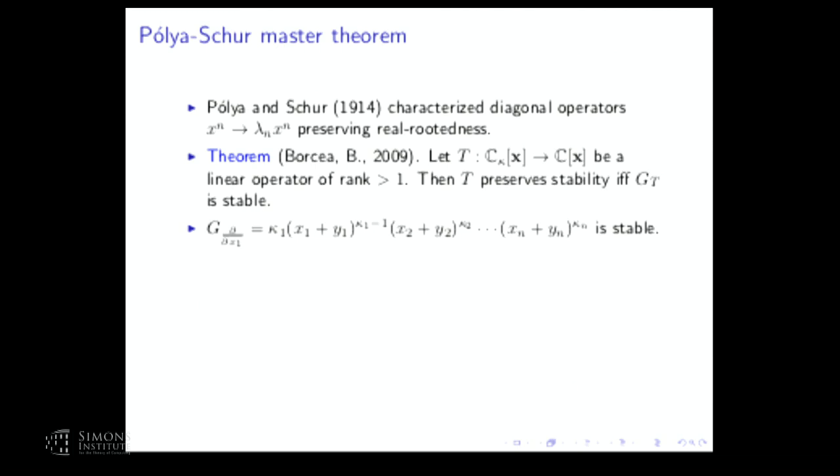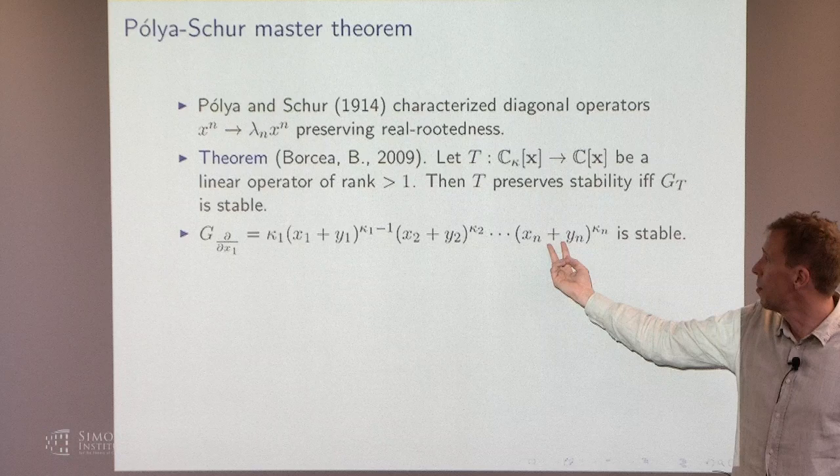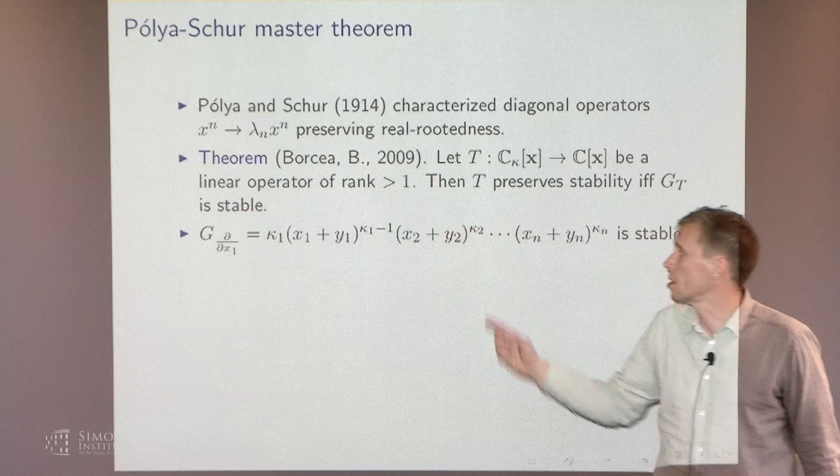So again, if we take the derivative, to prove that the derivative preserves stability, we only have to check that this is stable. Of course, taking two numbers in the upper half plane gives another number in the upper half plane, so it's non-zero. So this is a product of non-zero numbers, which is non-zero again, so it's stable.